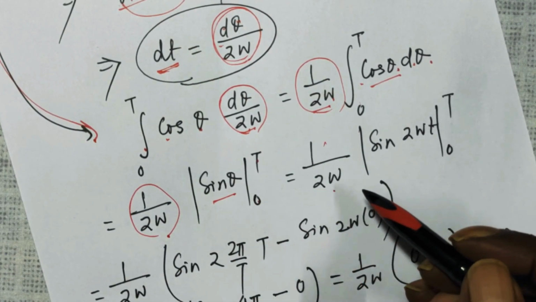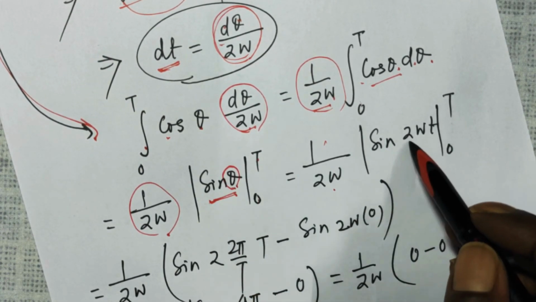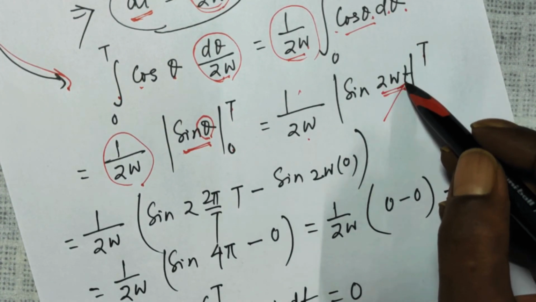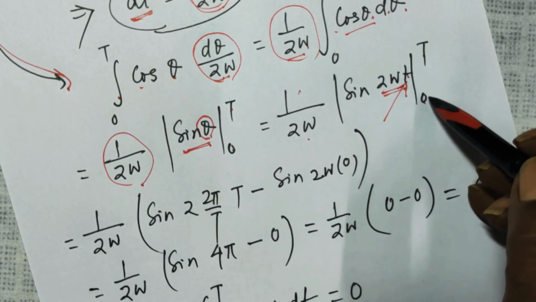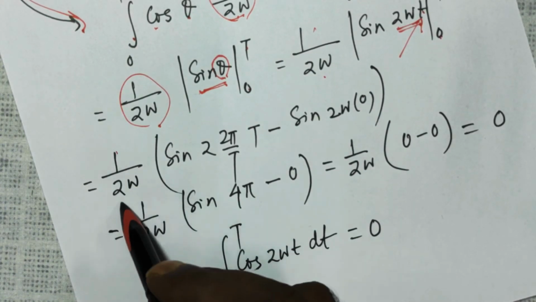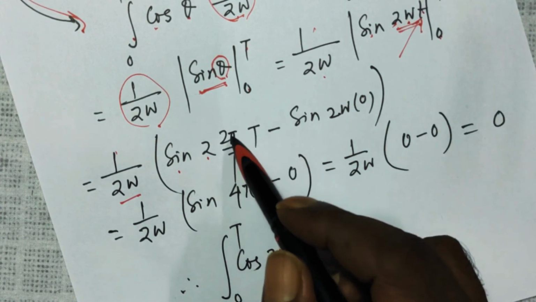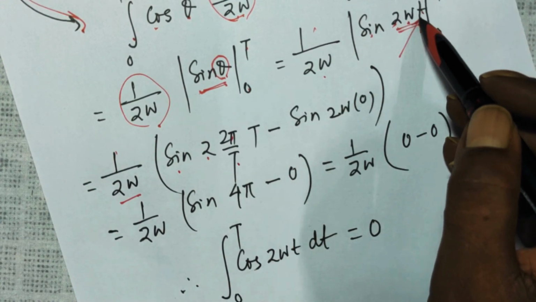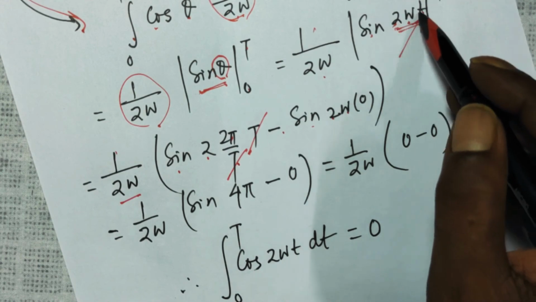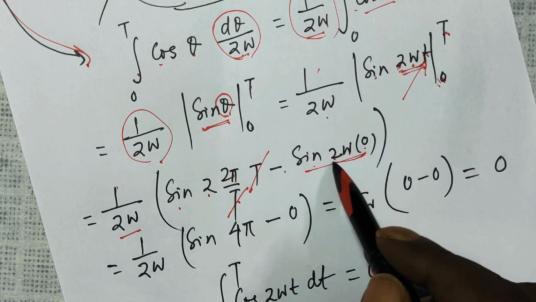So 1 by 2 omega, its value. Now I resubstitute the value of theta, that is 2 omega t, from 0 to T. Now look, here the variable is this small t and its limit is from 0 to capital T, that is for the full cycle. So 1 by 2 omega sine of 2 omega T, where omega is 2 pi by capital T. This T, the upper limit, capital T cancels. Sine 2 omega. For this t I put 0. So 0 into this angle is 0.